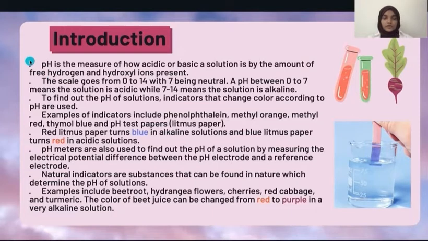pH is the measure of how acidic or basic a solution is by the amount of free hydrogen and hydroxyl ions present. The scale goes from 0 to 14, with 7 being neutral. A pH between 0 to 7 means the solution is acidic, while 7 to 14 means the solution is alkaline.